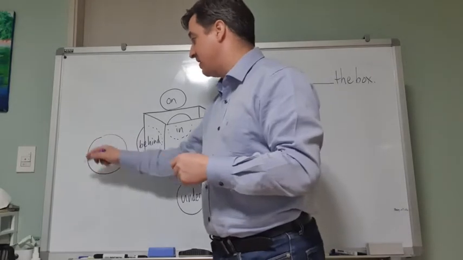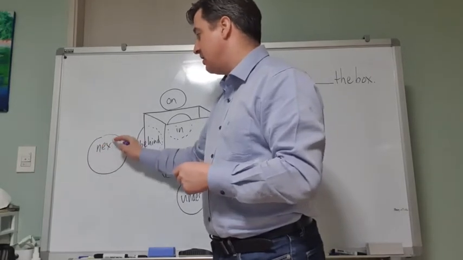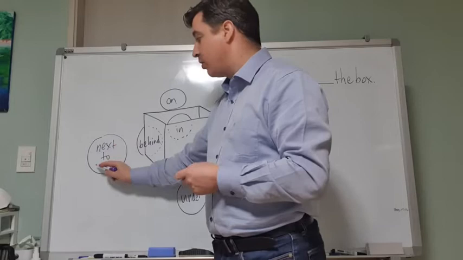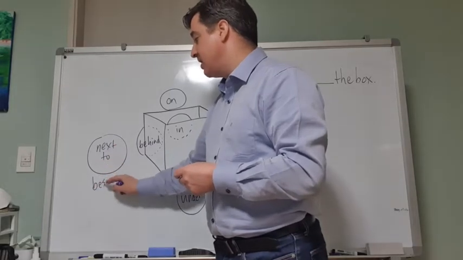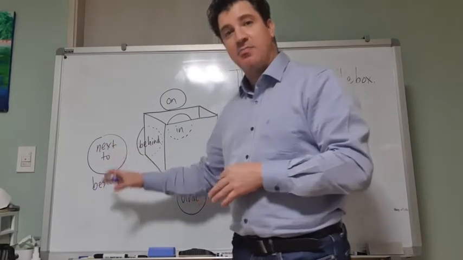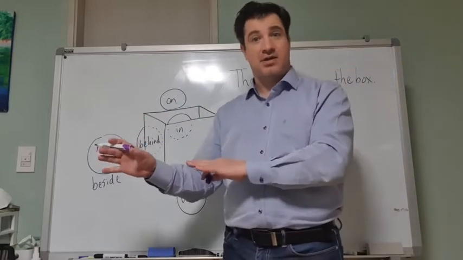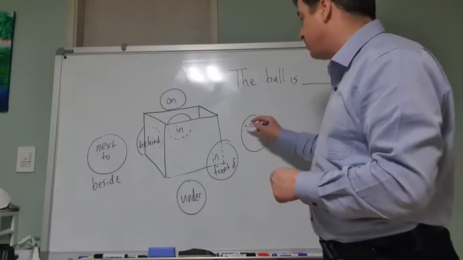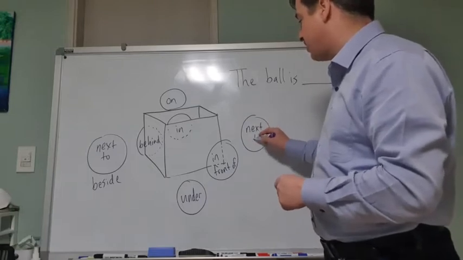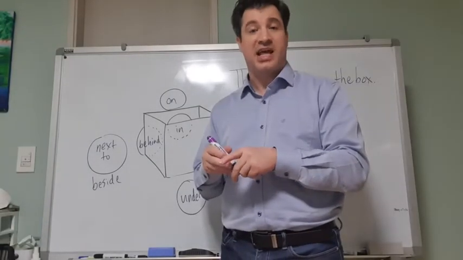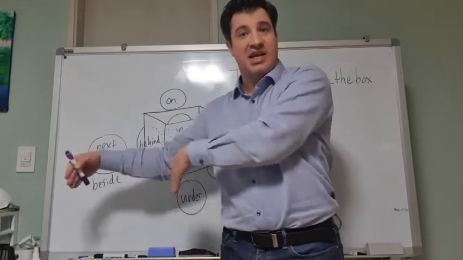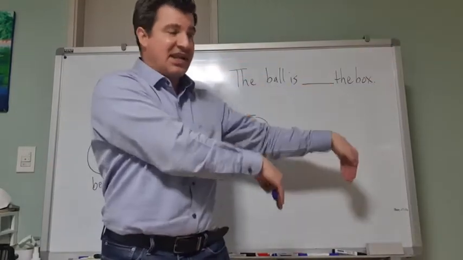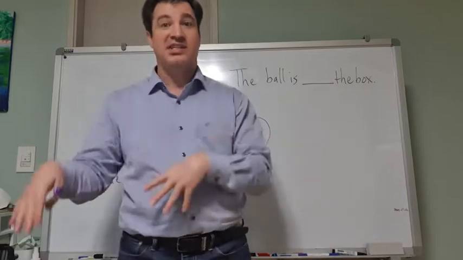Here we have on the side, next to, or beside. Next to and beside mean exactly the same thing. They are the same phrase. And next to can be either side. There is no difference at all. Here is next to me. Here is next to me. Both of them are the same thing.